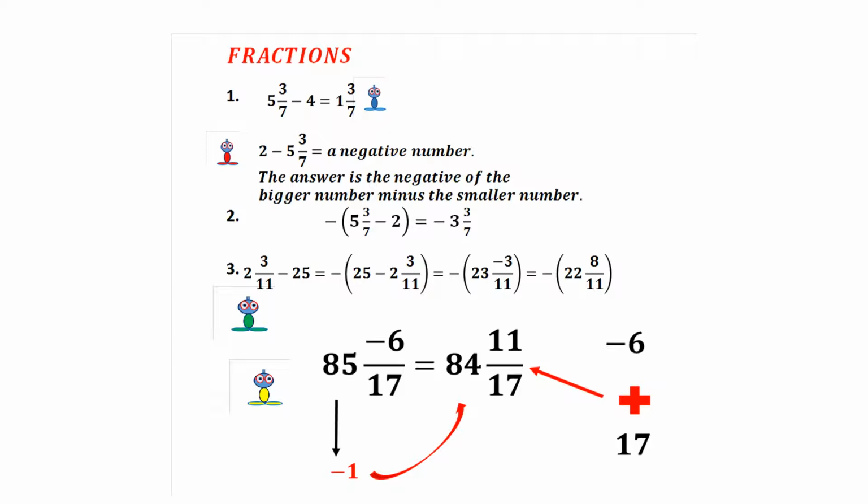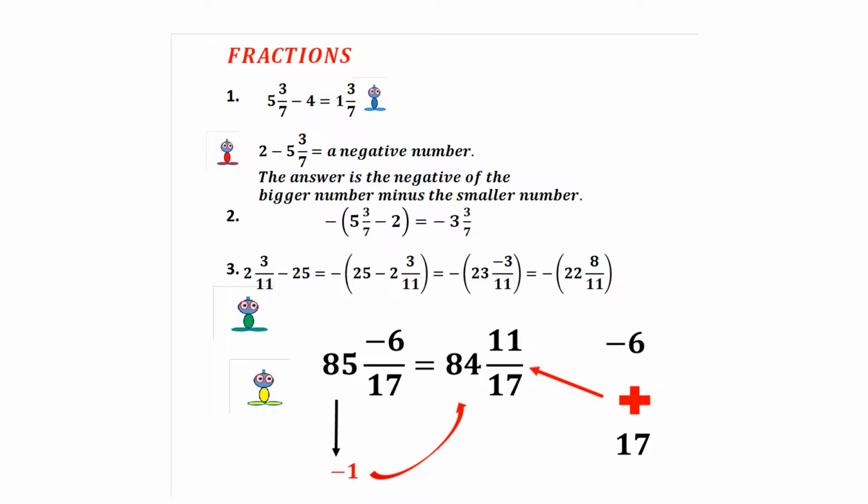To change the 23 and negative 3/11, we're going to make it so that the mixed number does not have a negative fraction. Here's how you do it. Drop 23 by 1 unit. Goes to 22. You put it over 11, add 11 and negative 3, and that is 8. So below is another example of how to change a mixed number with a negative fraction to a mixed number without a negative fraction. And so we have the mixed number 85 and negative 6/17.